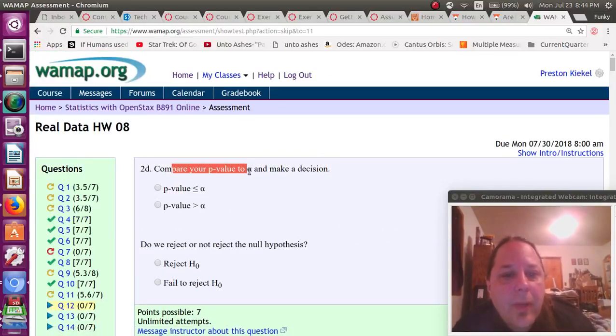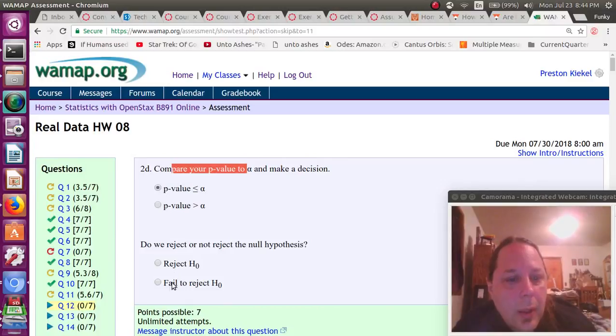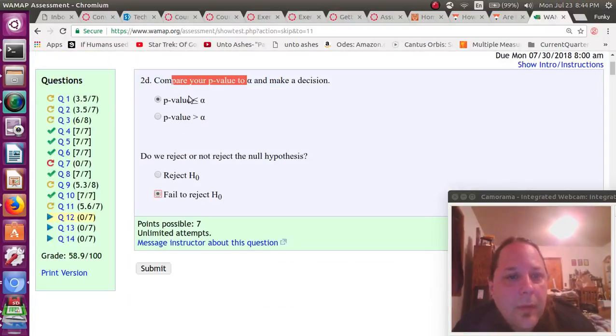Now, compare your p-value to alpha and make a decision. Well, that p-value is very small. It is lower than alpha. And therefore I reject H0. So p-value is less than or equal to alpha, so I reject the null hypothesis.